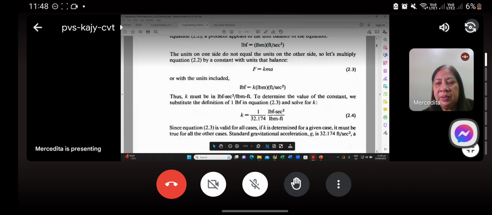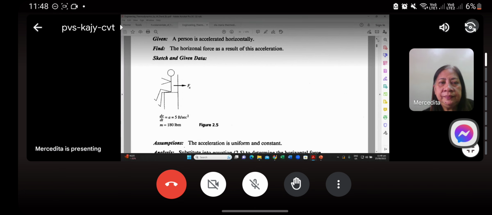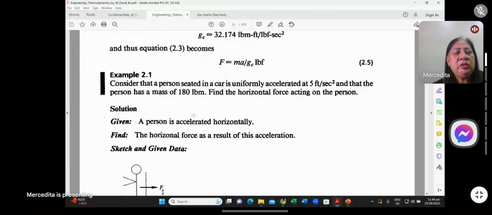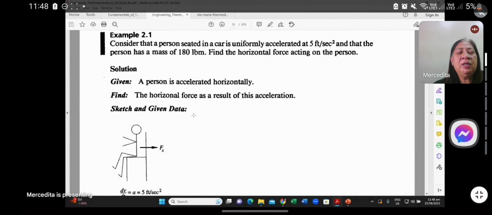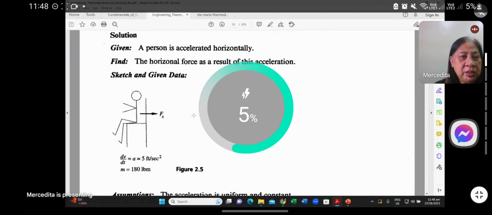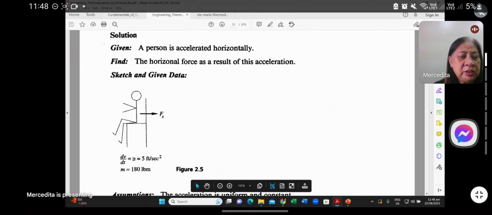Let us have this example problem kasi mas madali ito. Yan. May illustration pa to. So consider that a person seated in a car is uniformly accelerated at 5 feet per second square and that the person has a mass of 180-pound mass. Find the horizontal force acting on the person. So kung makikita natin, ito yung illustration niya. Okay. So the person is accelerated horizontally where acceleration is given as 5 feet per second square and ang mass niya is 180-pound mass.